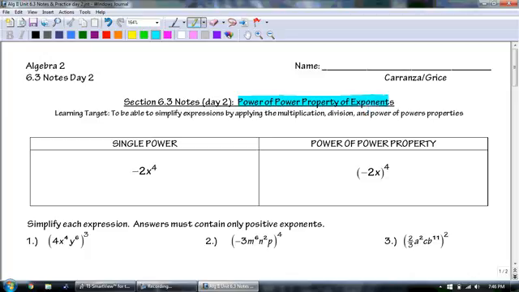power properties. Okay, so when we have a single power, we have -2 times x to the fourth power. If I wrote this out the long way, it would be -2 times x times x times x times x. Now, the power of a product property means that this exponent belongs to everything inside, so not just one thing. We would distribute the 4 to the -2 and to the x.